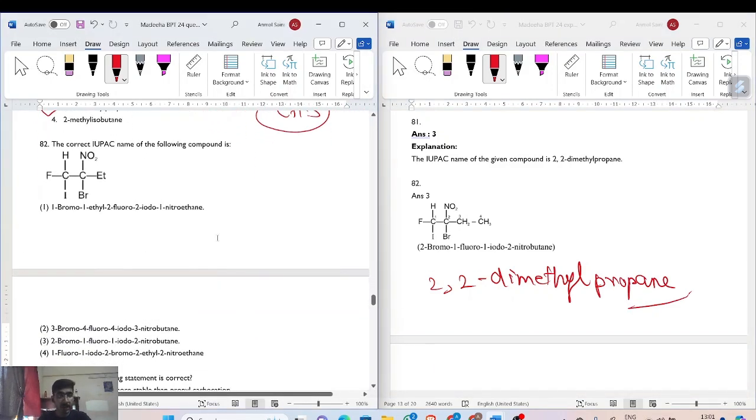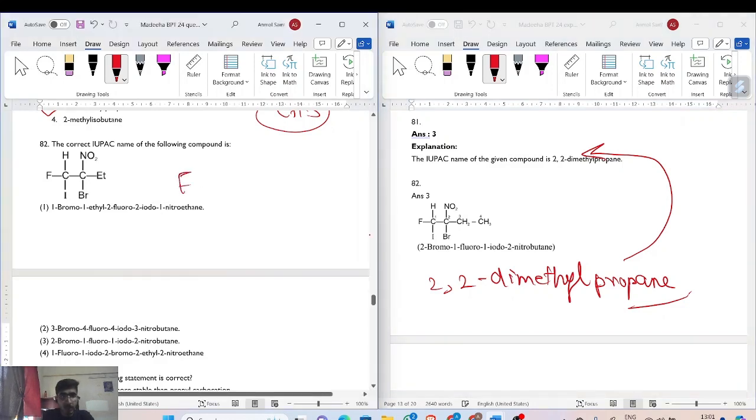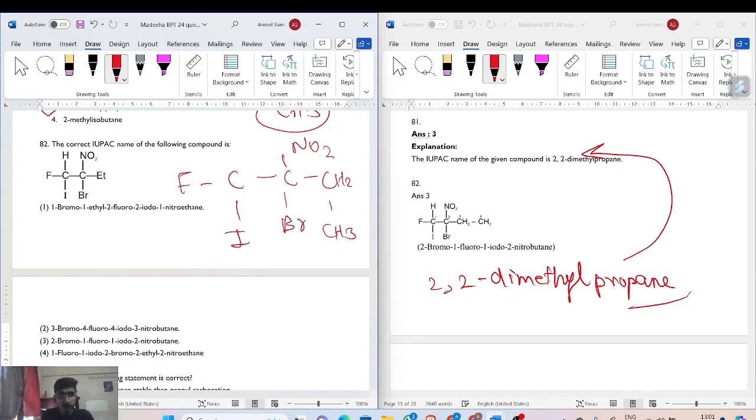Now question number 82. Here also we have to find the correct IUPAC name of the compound. We have fluorine, then carbon, carbon, then we have an ethyl group, which means a CH2, CH3 group. Then there is an NO2 group attached here, then a Br group, an iodine group, and a hydrogen.